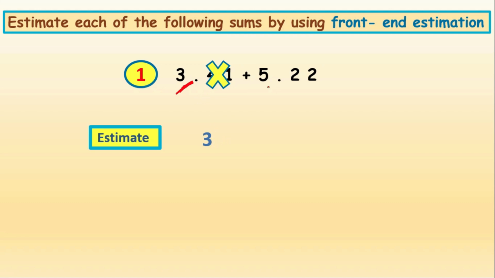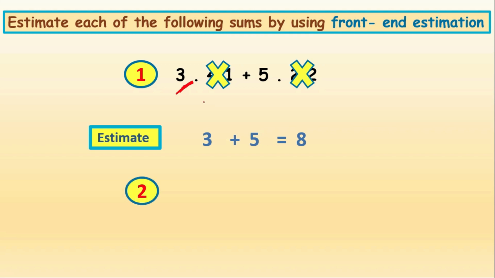The next number, 5.22. Write the digit on the left without a change, write 5. Do you have any other digits in the whole part? No, then cancel the decimal part. And find the sum: 3 plus 5 equals 8. So we have only 2 steps. Write the first digit on the left without a change and then cancel the decimals.